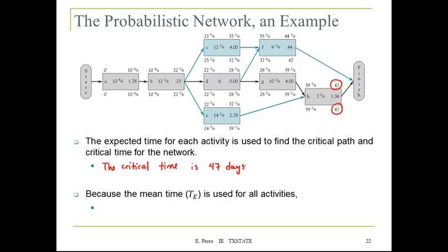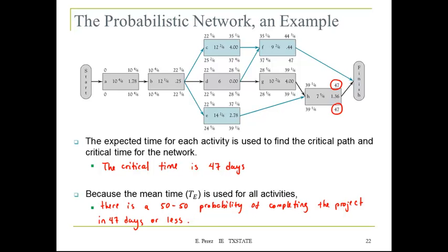So because the mean time T is used for all the activities, there is a 50-50 probability of completing the project in 47 days or less, and also 47 days or more.